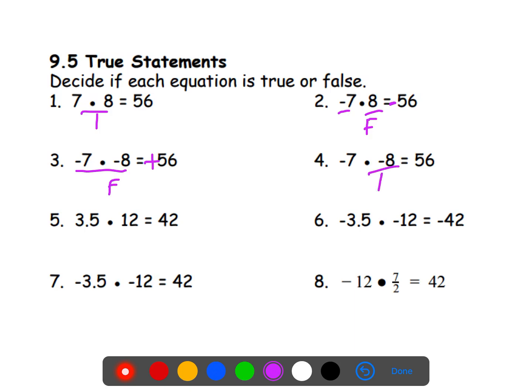Go ahead and try 5, 6, 7, and 8, please. All right, what you hopefully found was that, yes, this one's true. Multiplying 2 positives will give us 42. Multiplying a negative and a negative in number 6 should give us a positive. That would be false. Again, multiplying 2 negatives gives us a positive. That's true. And then multiplying a negative times a positive, that's wrong, because this should be negative 42.